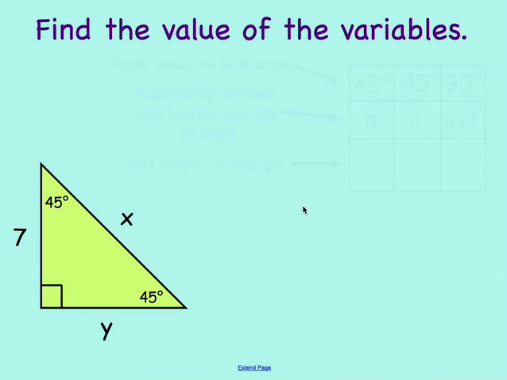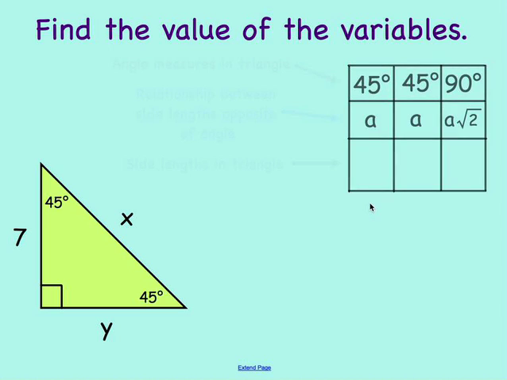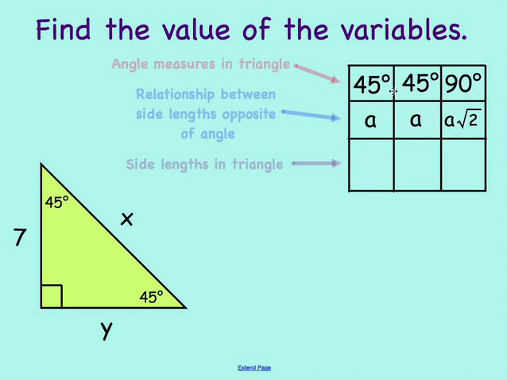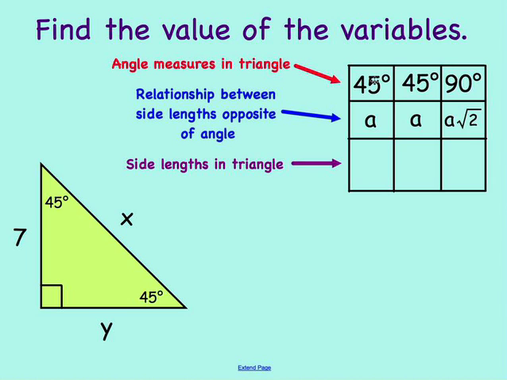When we're solving these types of problems, it's sometimes helpful to have a diagram or a chart to help us organize our information. The first row in this chart is the angle measure for the triangle. The second row in the chart is the relationship between the side lengths for this angle measure. And then the last row is where we're going to actually put the side lengths that are given to us from this triangle.